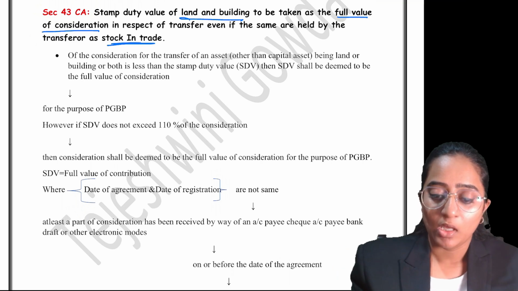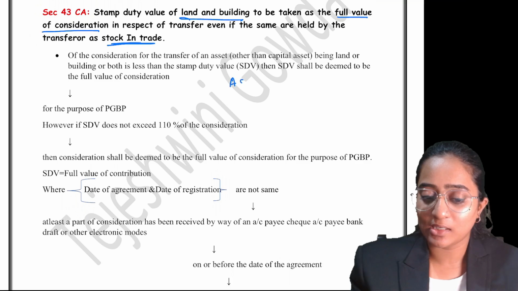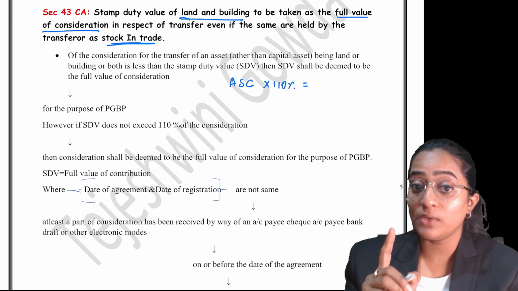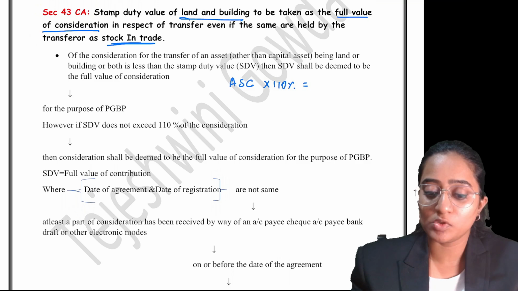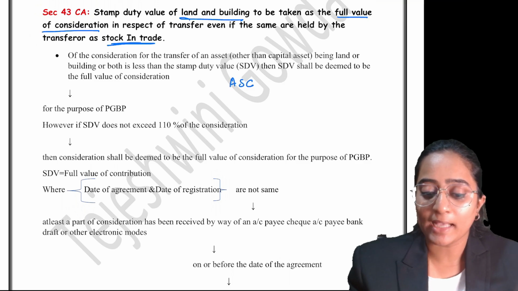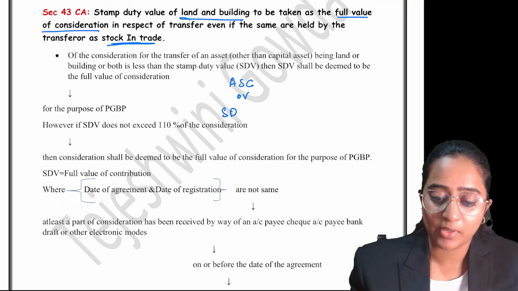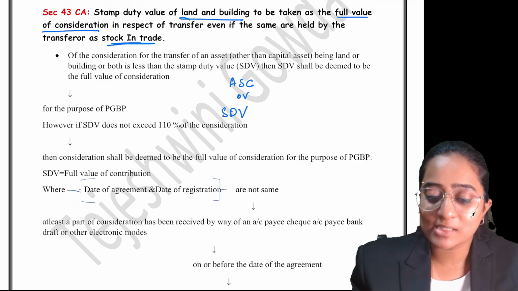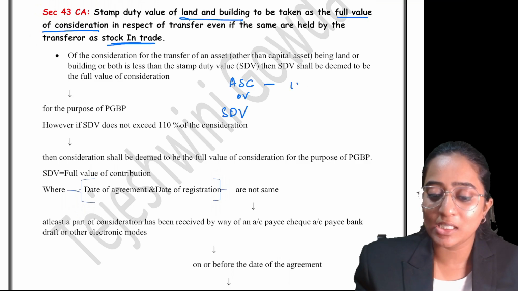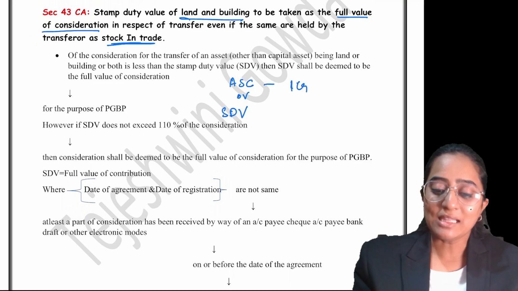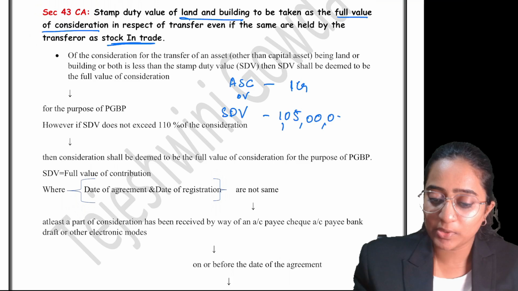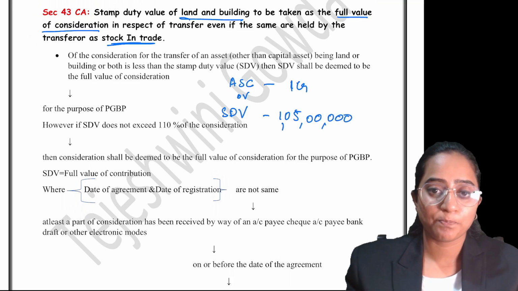It's very simple. Your actual sale consideration shall be compared to 110%. In the question you might have the actual sale consideration or your SDV. Suppose your actual sale consideration is 1 crore, and the SDV as per the computation is 1 crore 5 lakh.